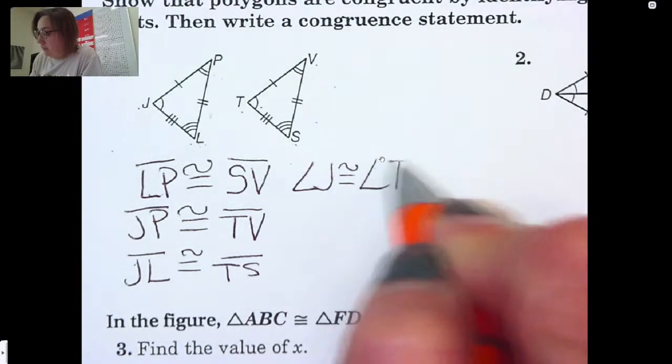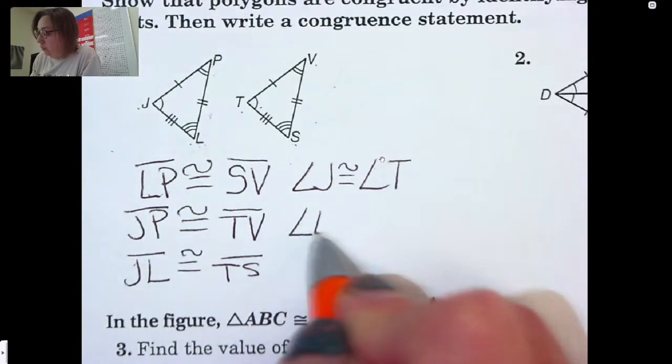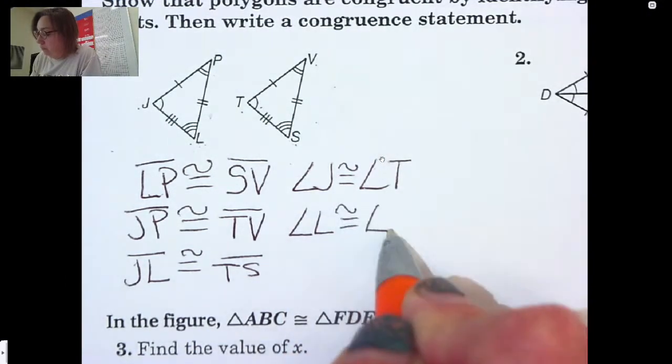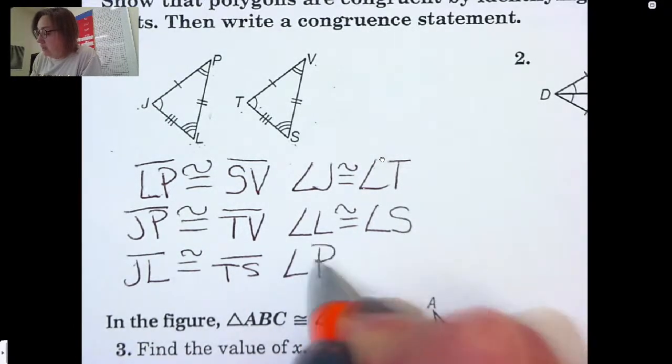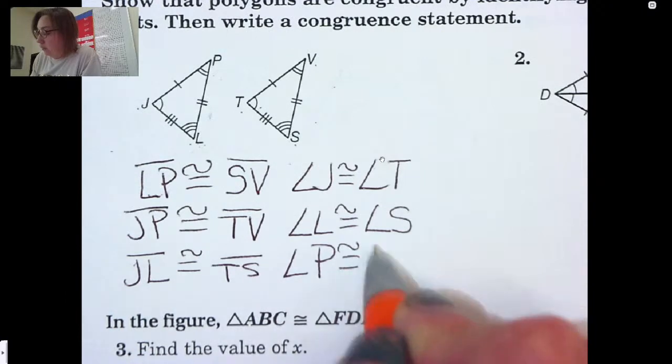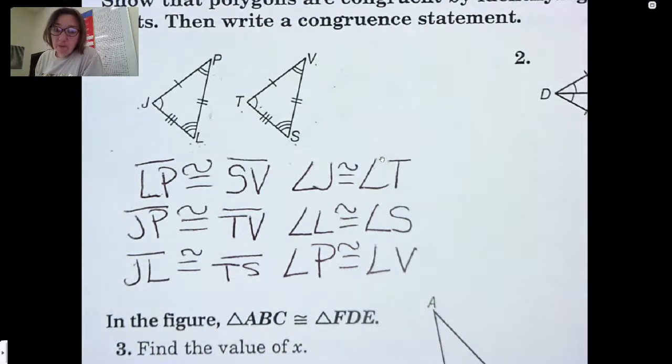Angle T. And then angle L is congruent to what? Angle S. And then angle P is congruent to what? Angle V. Okay? So y'all see how that works? Now, all we have to do for this one, the last part, is to write our triangle congruence statement.